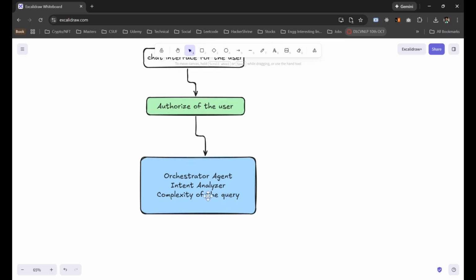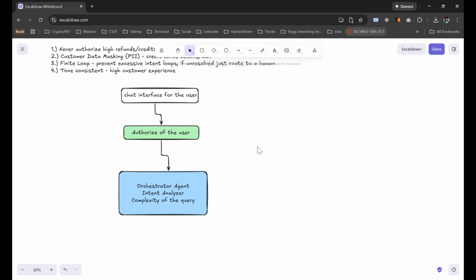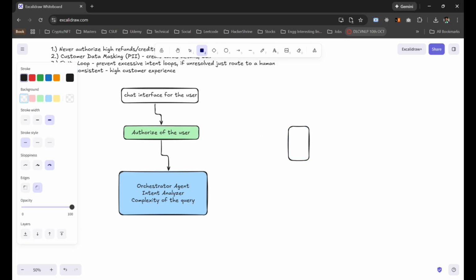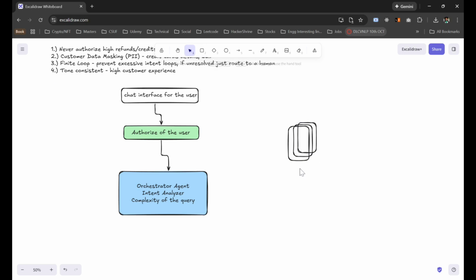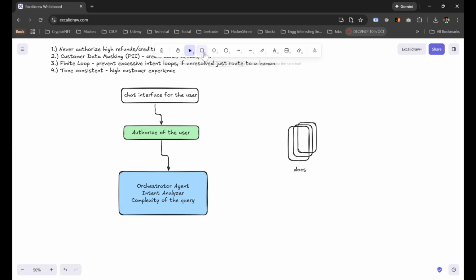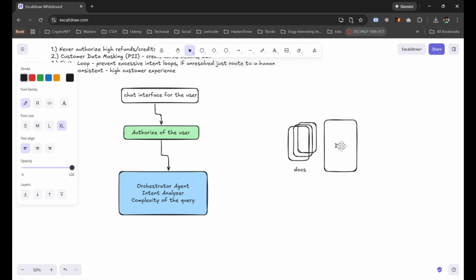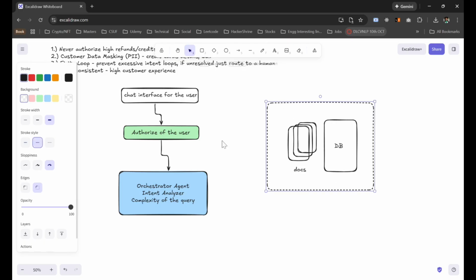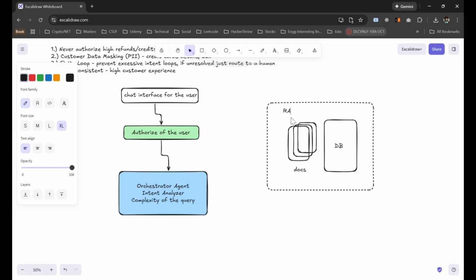Now before it goes further, what we can add over here is we can quickly add a small block which would be maybe our documents that we already have. So we could have these docs, and we could also have a database, right? Something like this, which would be the DB. And all of this could be inside one big structure. And what we do over here is we perform RAG. And this RAG is done on previous issues or tickets.